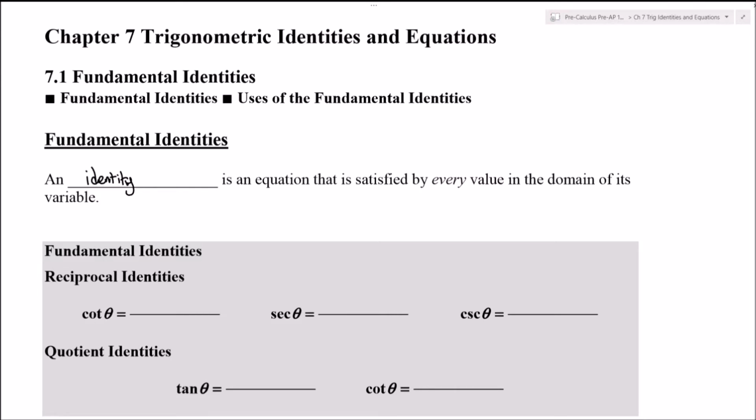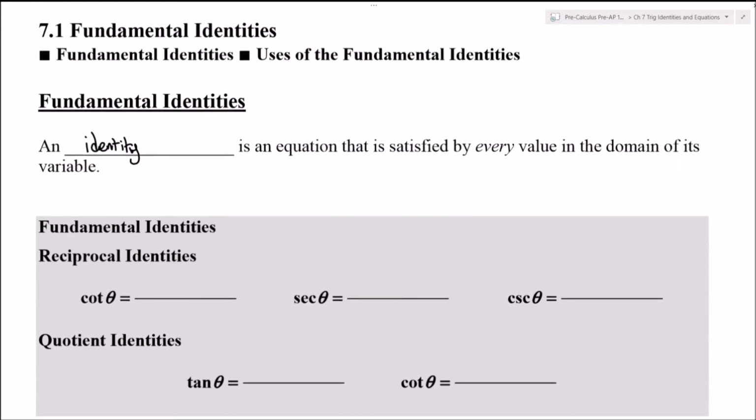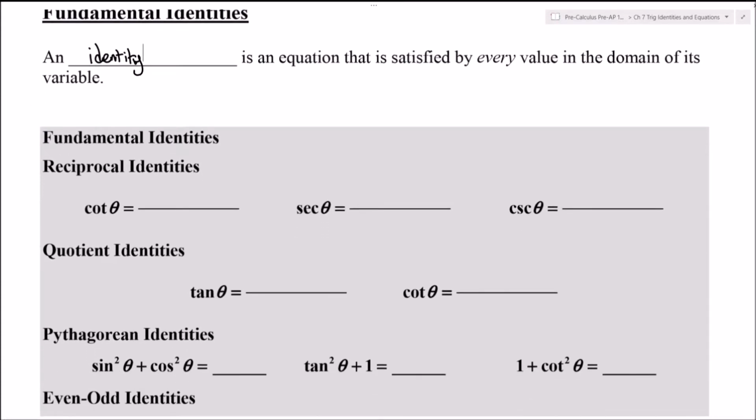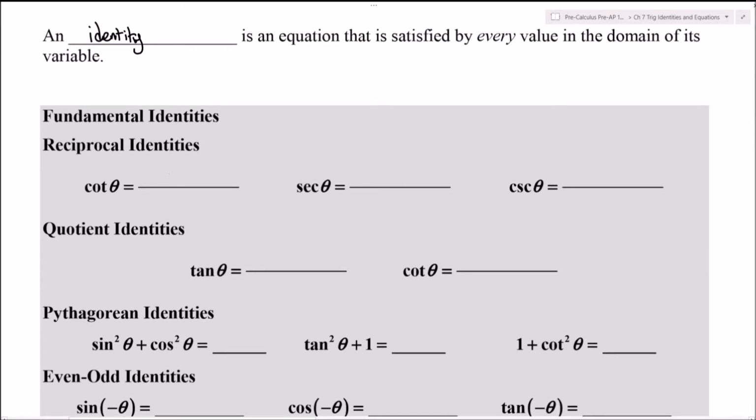So first few identities, the reciprocal identities. And there are three major ones. Cotangent is equal to the reciprocal of tangent, so we write 1 over tangent. So one way we write a reciprocal in algebra is to write it as a fraction, and it's 1 over the quantity that it's the reciprocal of. Secant, same thing, it's 1 over, in this case, cosine. Cosecant, 1 over sine.